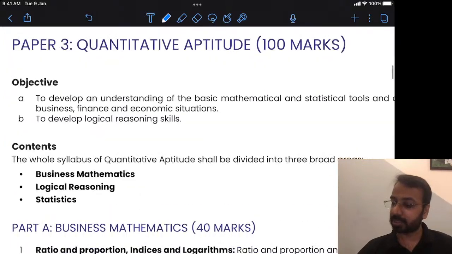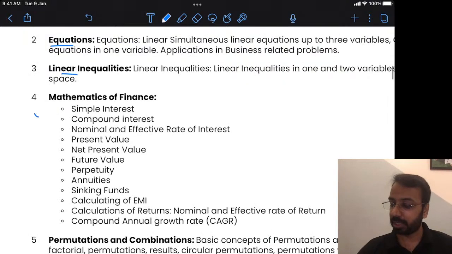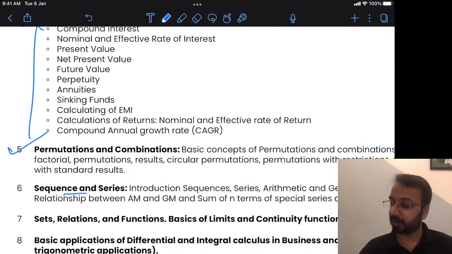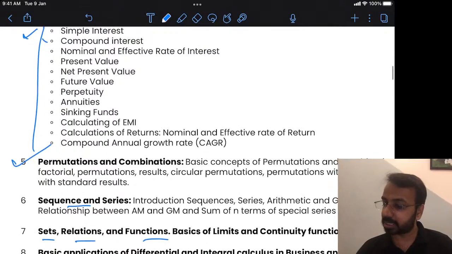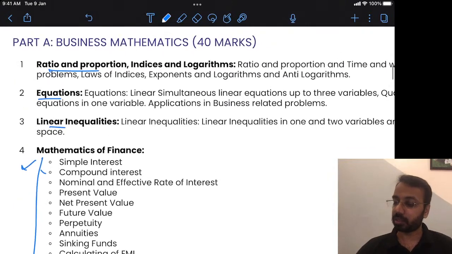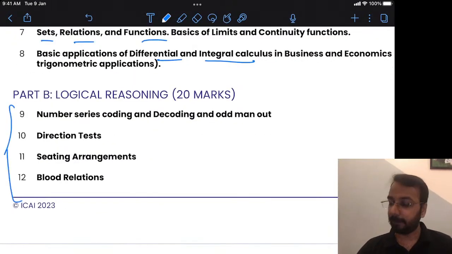Then coming to mathematics, you had ratio and proportion, equations were there, linear inequalities were there, mathematics of finance, much more in detail. Then permutation and combination, sequence, sets, relation, functions, basic application of differential and integral calculus. So all of these are there. Logarithm is something which I don't see here, so I think that has been... no, it's there, indices and logarithms, that is also there. Then you have logical reasoning, pretty much same as what was already there.